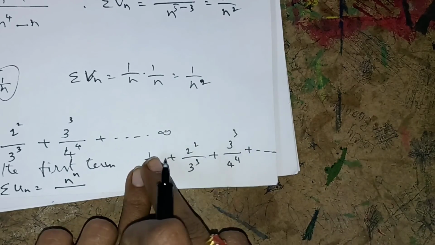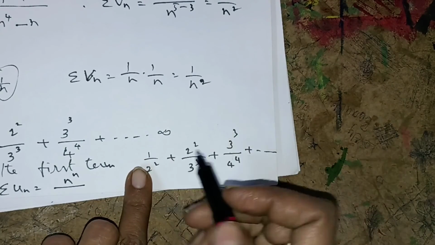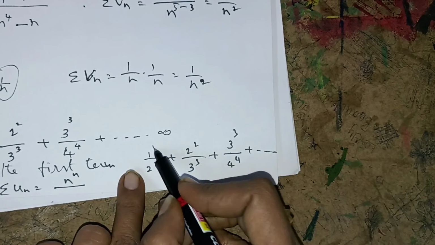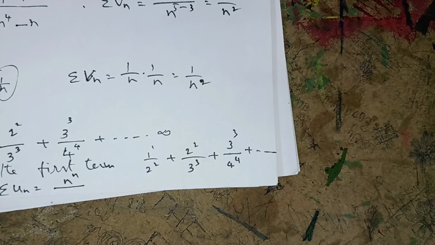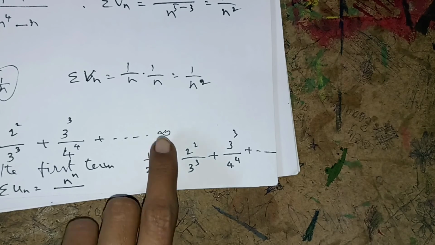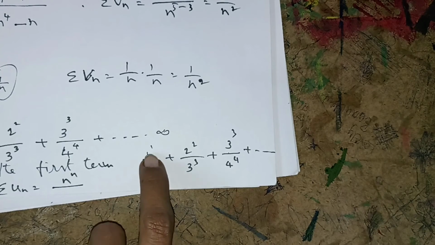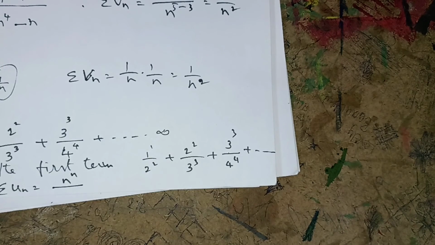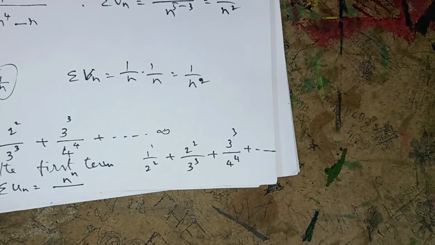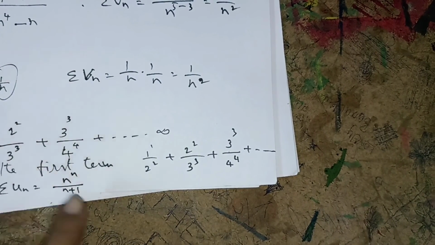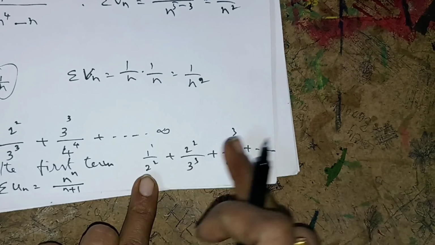In the denominator also 1, 2, 3 is there, n to the power of n. Here 2, 3, 4 are in arithmetical progression. You will get the nth term as n plus 1, to the power of 2, 3, 4 again, n plus 1 to the power of n plus 1. So un is equal to n to the power of n by n plus 1 to the power of n plus 1.